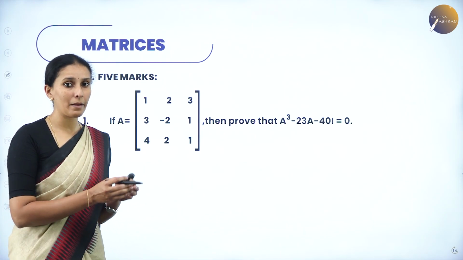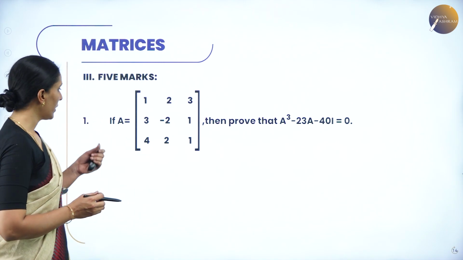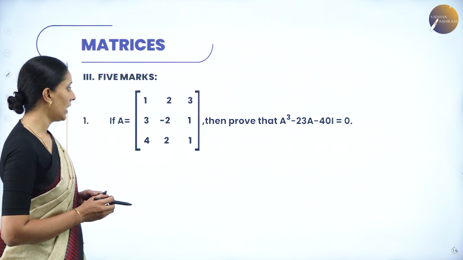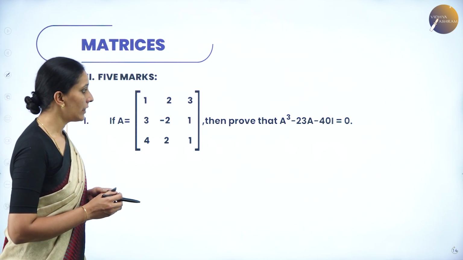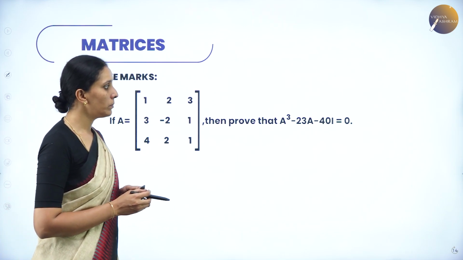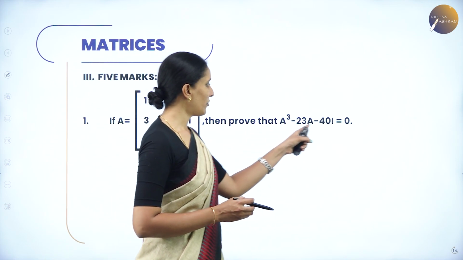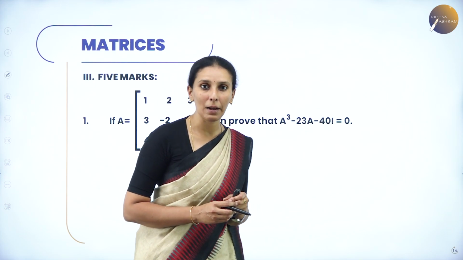Next, we'll move on to the 5-mark question. I said your 5-mark question will be on operation on matrices. So here is the first question. If matrix A is 1, 2, 3, 3, minus 2, 1, 4, 2, 1, then prove that A cube minus 23A minus 40I. So here a matrix equation is given. We need to show that the resultant matrix is a null matrix.